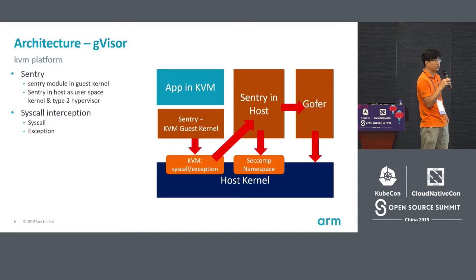And the KVM platform provides a Type 2 hypervisor. It is different from Kata. For Kata, the Type 2 hypervisor will simulate a guest kernel. But for the KVM platform, the Type 2 hypervisor is to provide the vCPU and allow the apps to enter into EL1 mode via syscall.